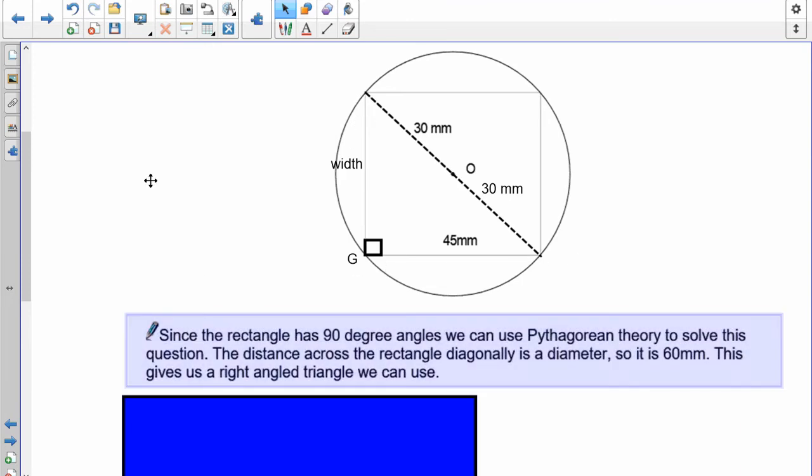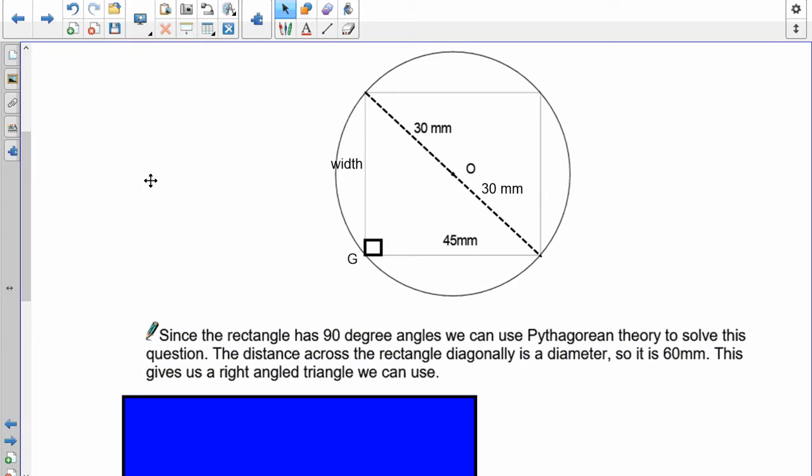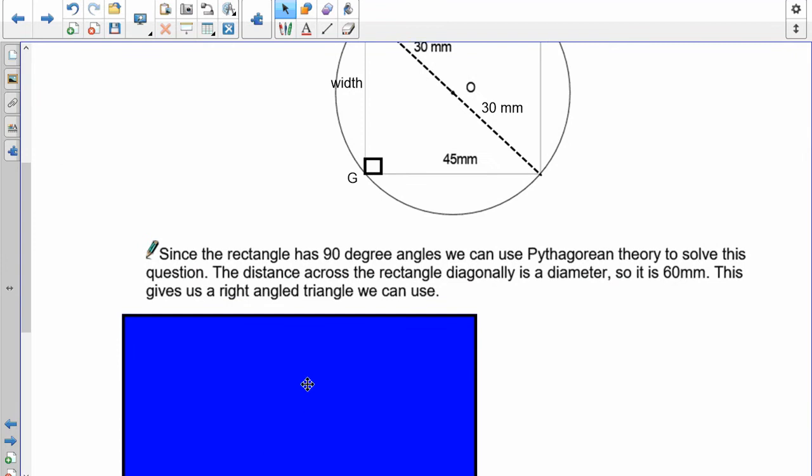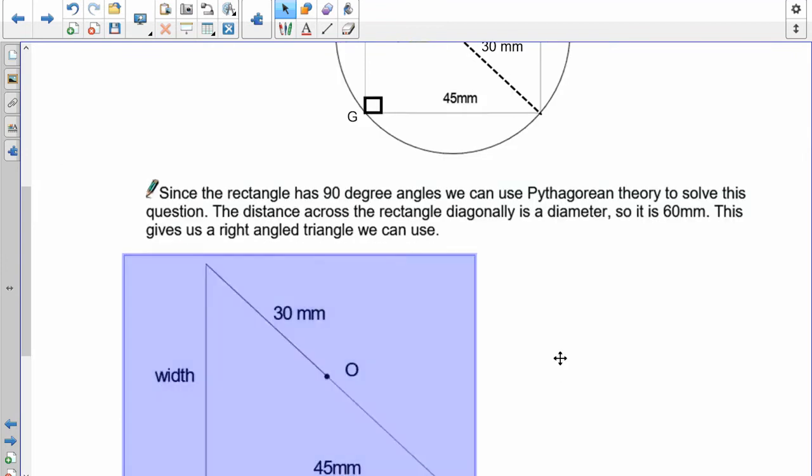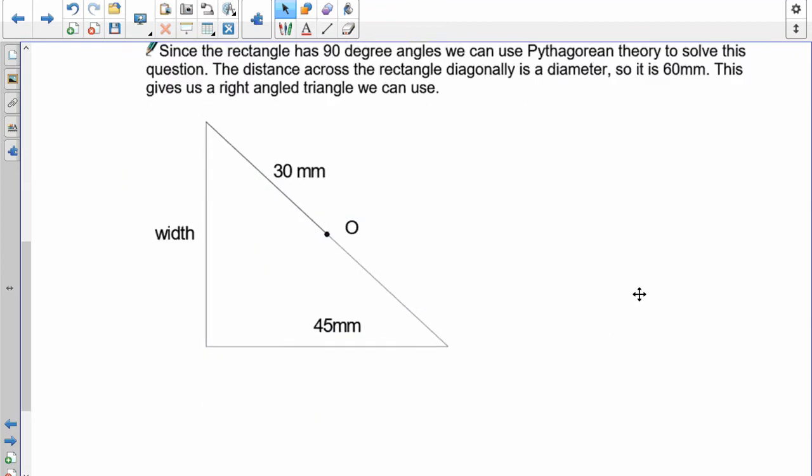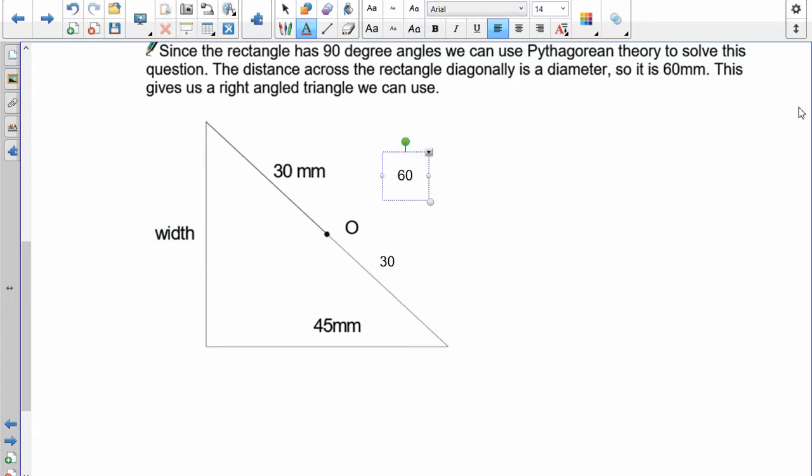So this is the description that I did. Since the rectangle has 90-degree angles, we can use the Pythagorean theorem to solve this question. The distance across the rectangle is a diameter, so it is 60 millimeters. This gives us the right angle triangle that we can use right here. Now to solve this, I've drawn it out so you can get a better look at it. We also know that this is 30. So 30 and 30 means that our big length over here is 60.